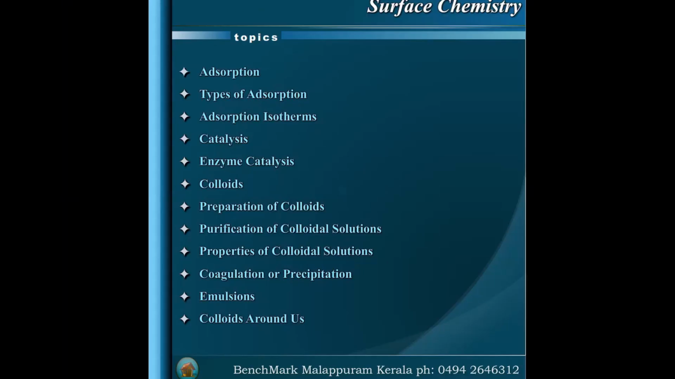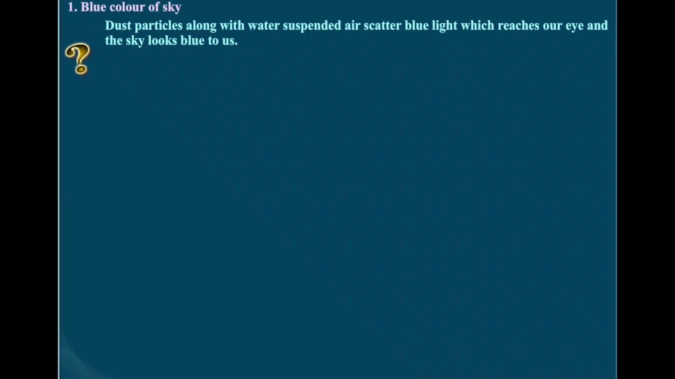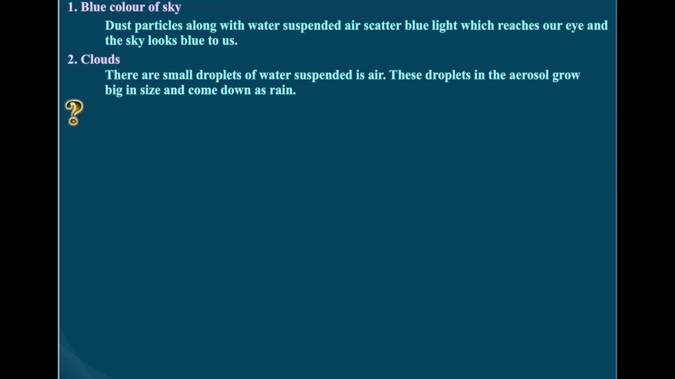The last one is some examples of colloids around us. The first one is the blue color of the sky. Dust particles along with water suspended in air scatter the blue light which reaches us, and the sky looks blue because of this scattering.